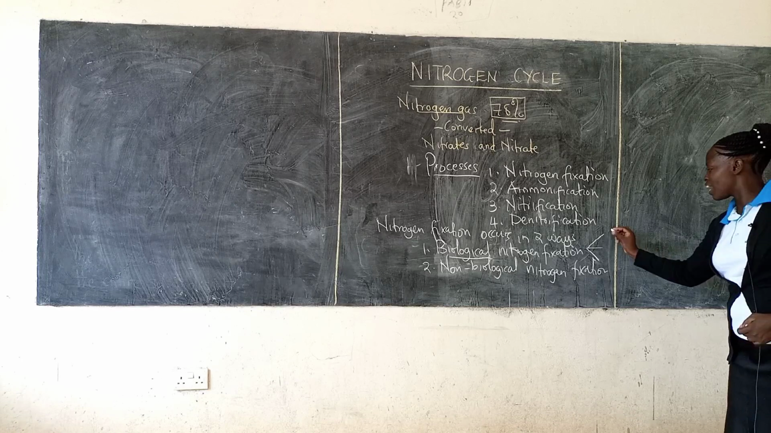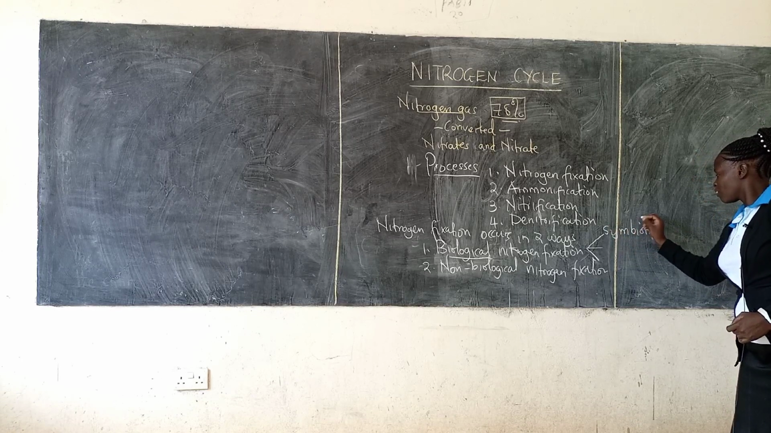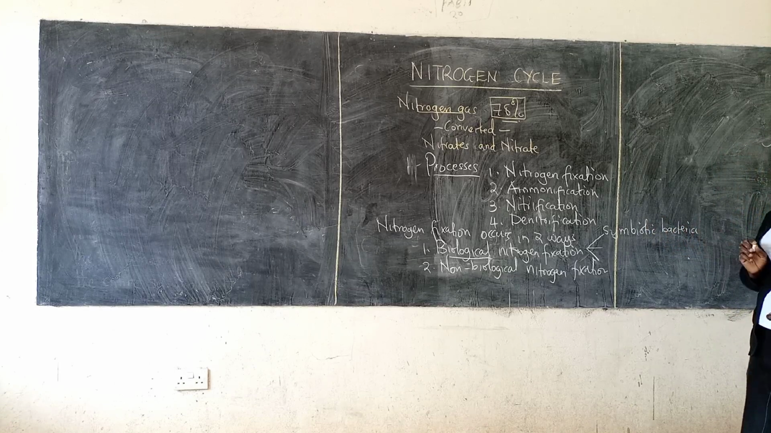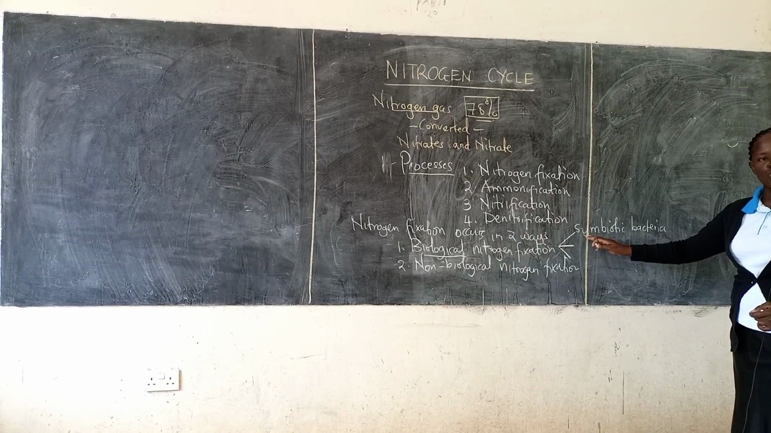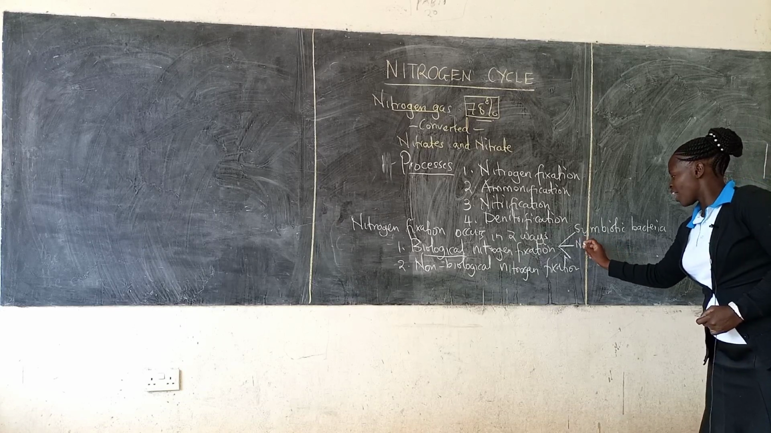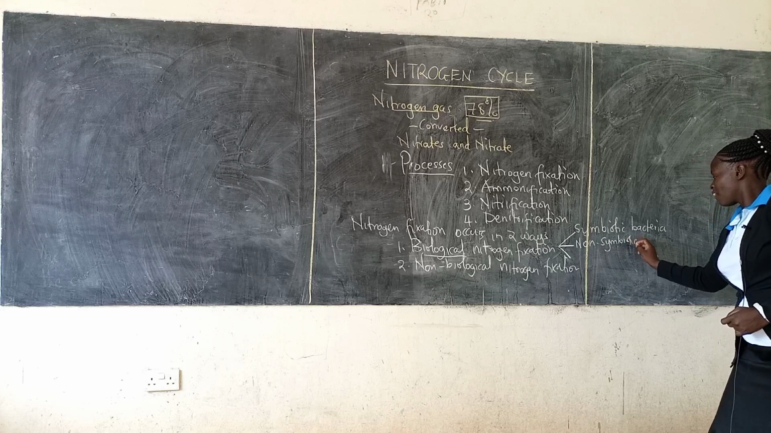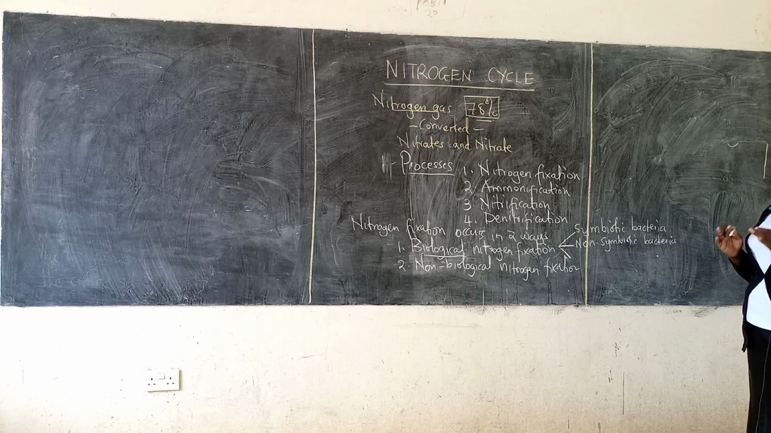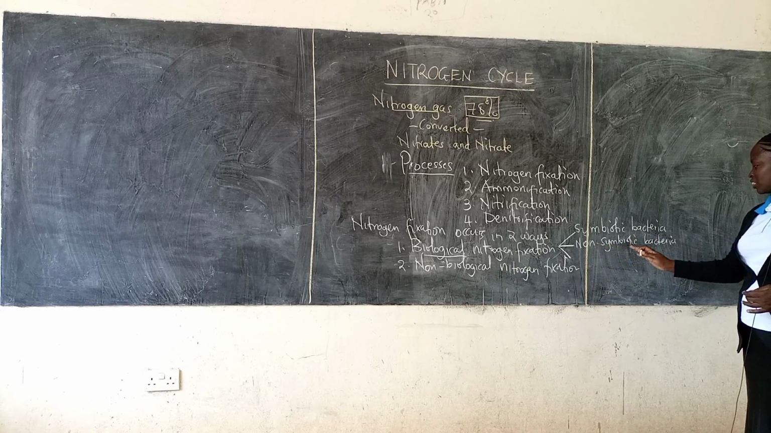The first way is done by symbiotic bacteria. This is the category where we have the rhizobium bacteria that is found in the root nodules of leguminous plants. The second case is non-symbiotic bacteria. In this case, it is still biological fixation, but now it is done by non-symbiotic bacteria.